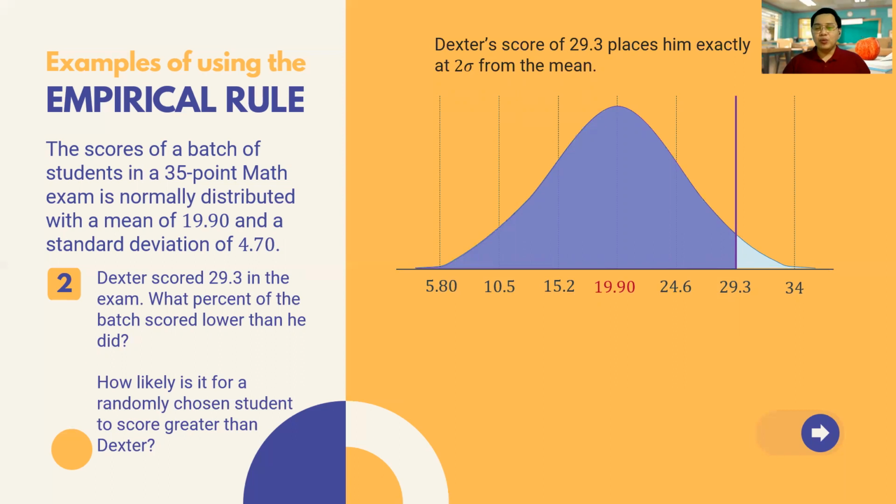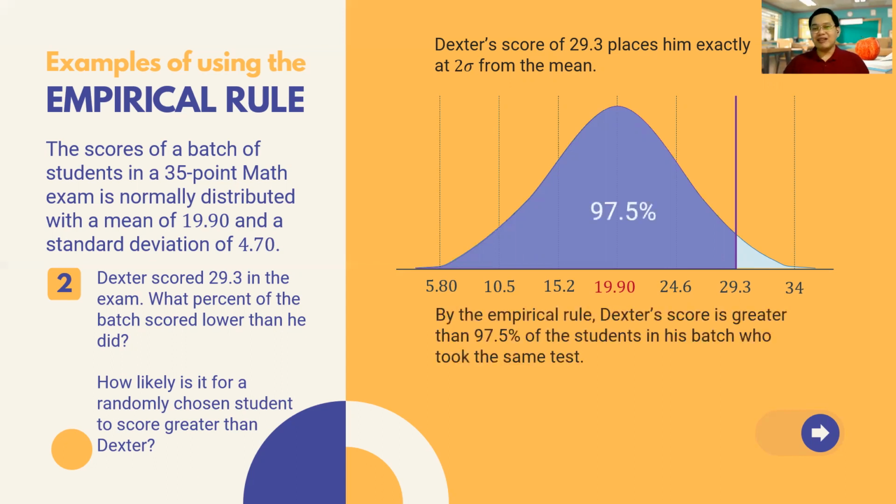Now, knowing that from the leftmost tail of the distribution, or the left tail of the distribution up to the mean, that's already 50%. And from the mean to two standard deviations, that's half of 95, which is 47.5%. We can simply add 50 and 47.5 to find that the area of this region is 97.5%.